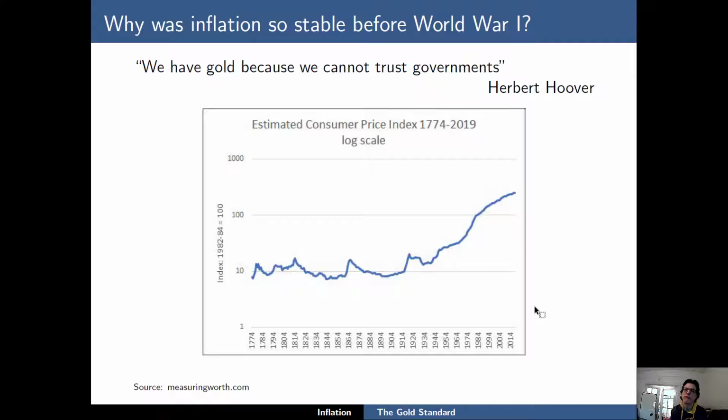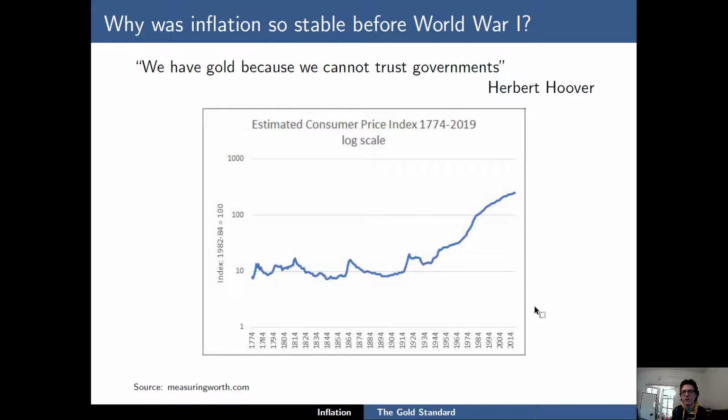I showed this graph previously. This again is the graph on a log scale, which means the numbers get much higher as you go up the y-axis. And what we see, even in the log scale, is that inflation was pretty stable up until 1934 or so, and then it started increasing rapidly. And we have a quote here from Herbert Hoover, who until recently was thought of as one of the worst presidents of all time. The quote says, "We have gold because we cannot trust governments."